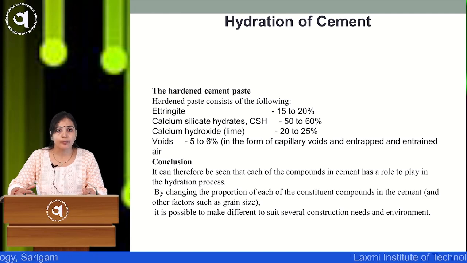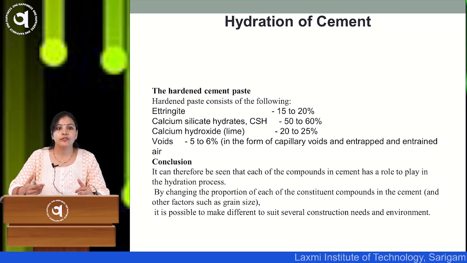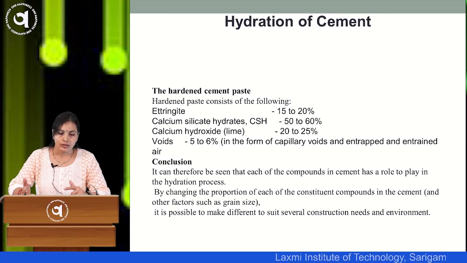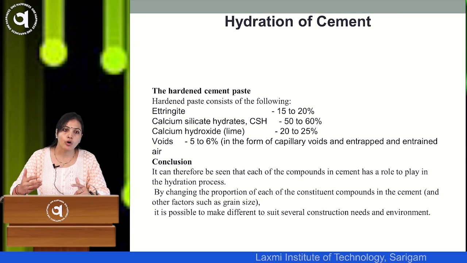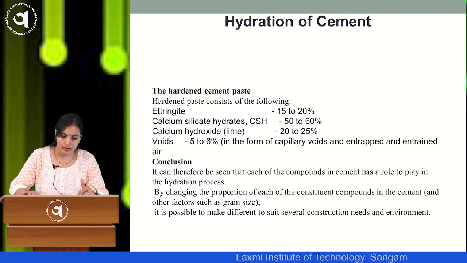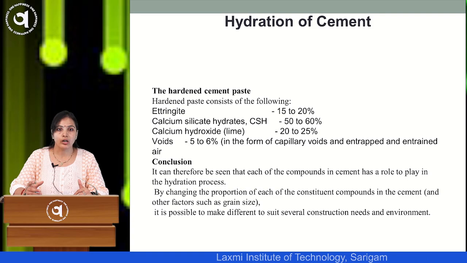So, if we vary this proportion, if we vary the percentage, then we can use the cement for different purposes. We will understand this when we talk about the types of cement, and the roles of all these chemical compositions.